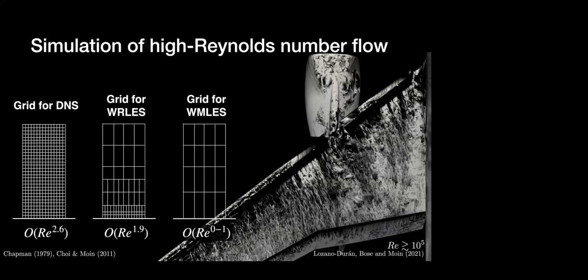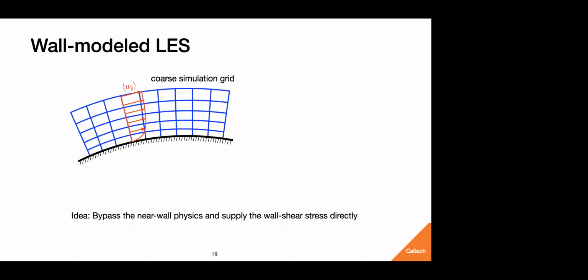So this is where we want to be in terms of being able to simulate very high Reynolds number flows. Again, this is why we're interested in these models, because the more accurate your model, the more accurate your simulation is going to be. So this is what wall modeled LES is in a nutshell. The idea is to bypass the near wall physics and supply the wall shear stress directly, so that the model takes care of this very fine region close to the wall and just supplies the necessary information.